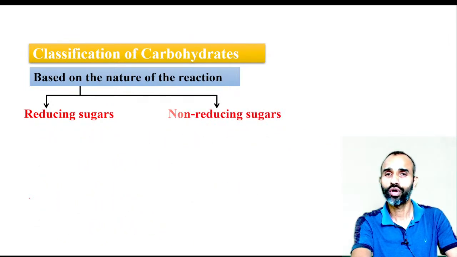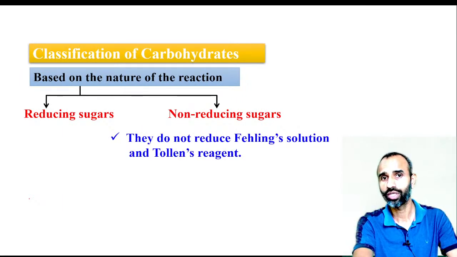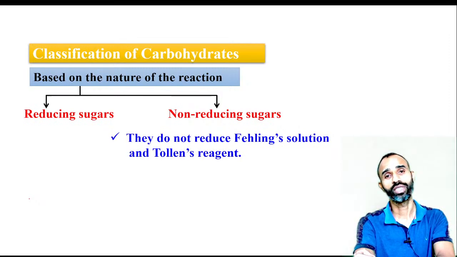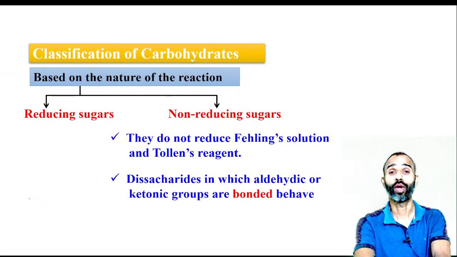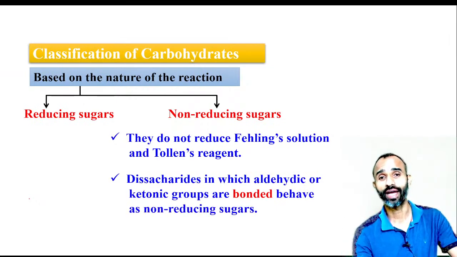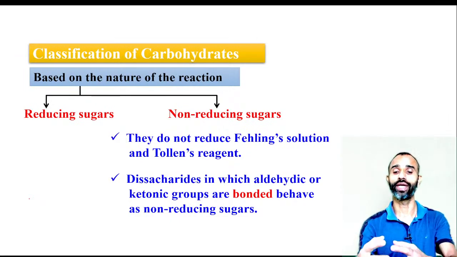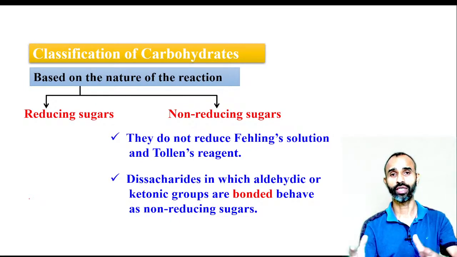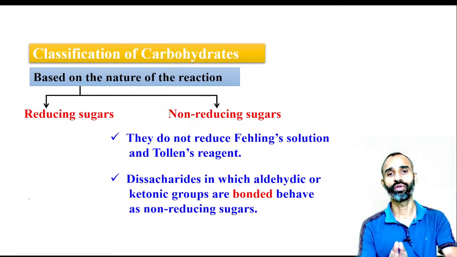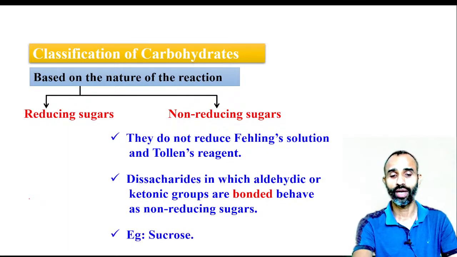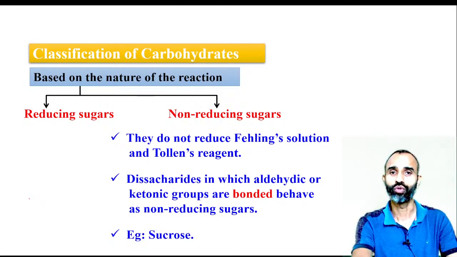Now, non-reducing sugars do not reduce Fehling's solution or Tollens' reagent. Those disaccharides in which the aldehydic or ketonic groups are bonded, meaning they are joined together by glycosidic linkage, behave as non-reducing sugars, and the best example is sucrose.